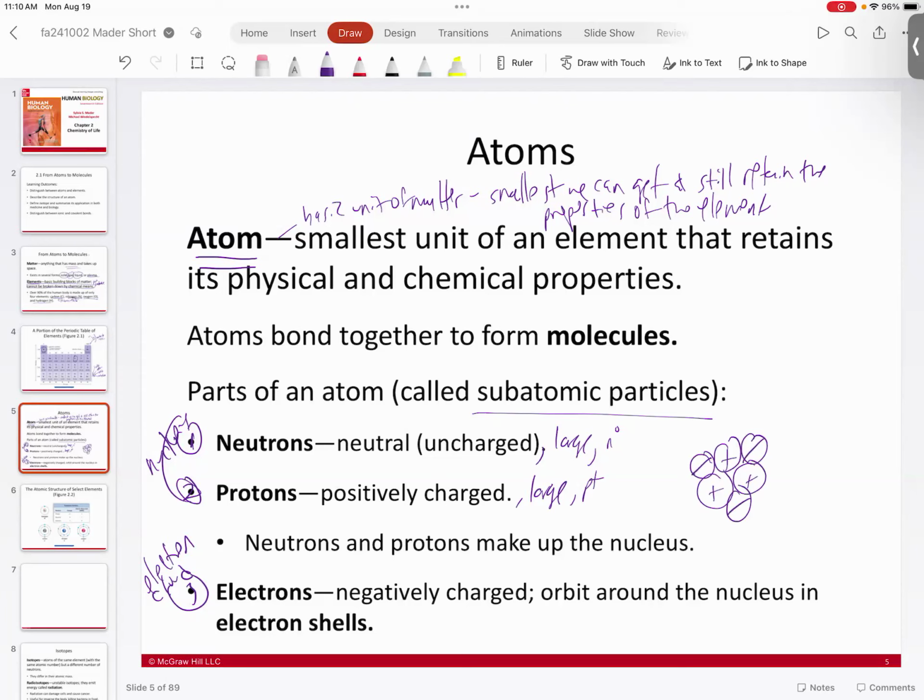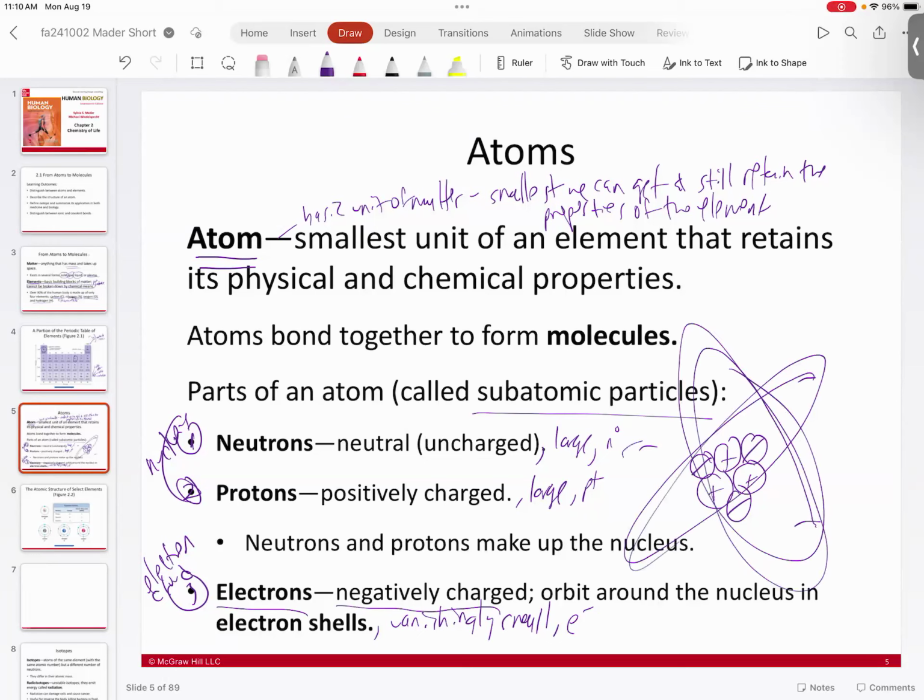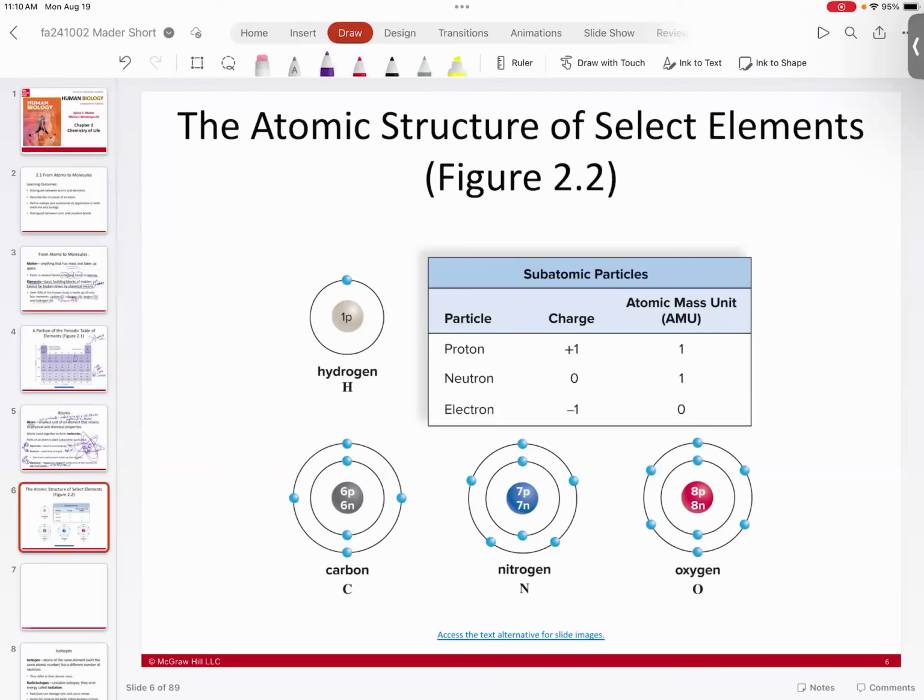And then whizzing around the nucleus are going to be electrons. Now, electrons are negatively charged. They orbit around the nucleus in what are called electron shells. And so these tend to be vanishingly small size-wise, mass-wise, very tiny. It's almost as if they're in danger of winking out of existence. They're so tiny, and they're abbreviated E negative. And so basically what you have are electrons whizzing around in this cloud-like structure, the atom, in what is essentially the electron cloud.